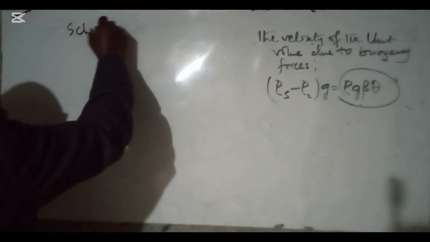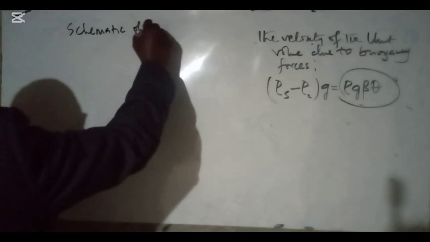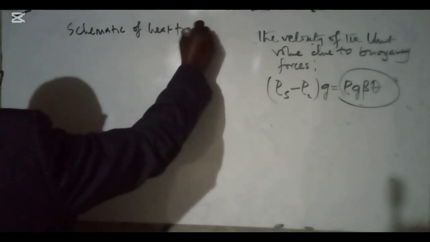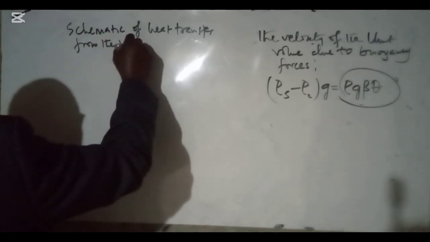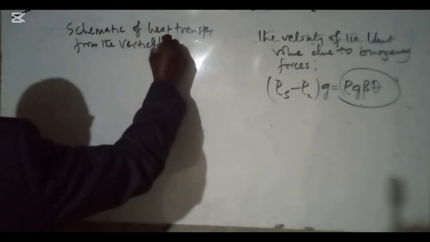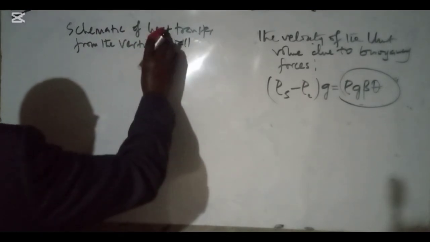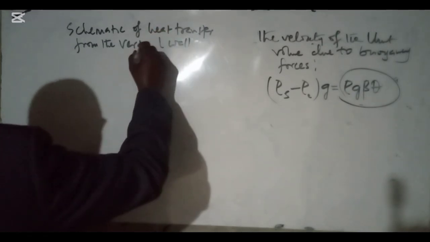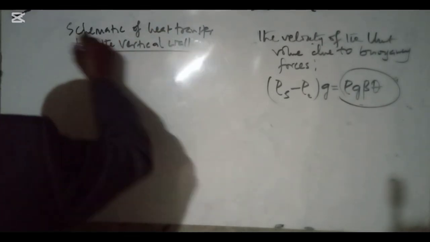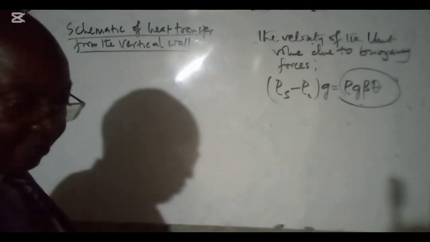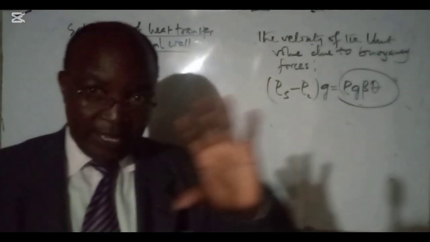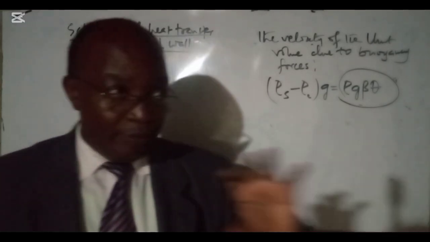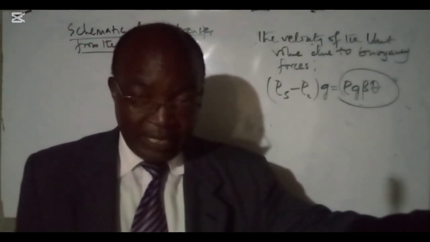So we can have a schematic of heat transfer from the vertical wall. Like I've said, always remember, we are now familiar with thermal boundary layers. We are now familiar with velocity boundary layer.